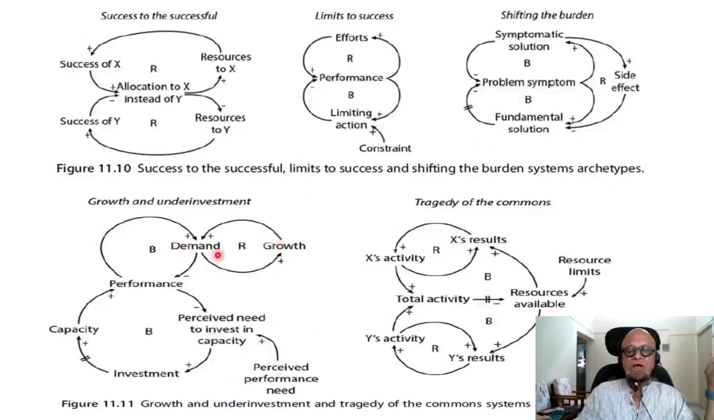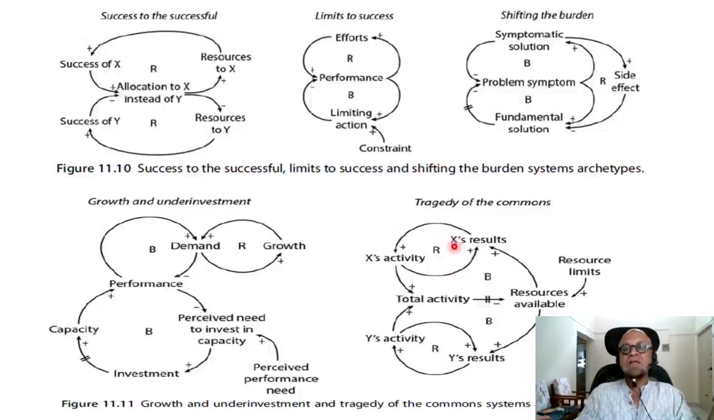Here, growth and underinvestment and tragedy of the commons. You understand how these work. Tragedy of the commons was the phrase used by Hardin in the 1960s, and he used the idea of a pasture being shared by a bunch of sheep grazers, and there was no limit set to how many sheep each farmer can buy. They keep on buying sheep, and eventually nobody has enough pasture land.